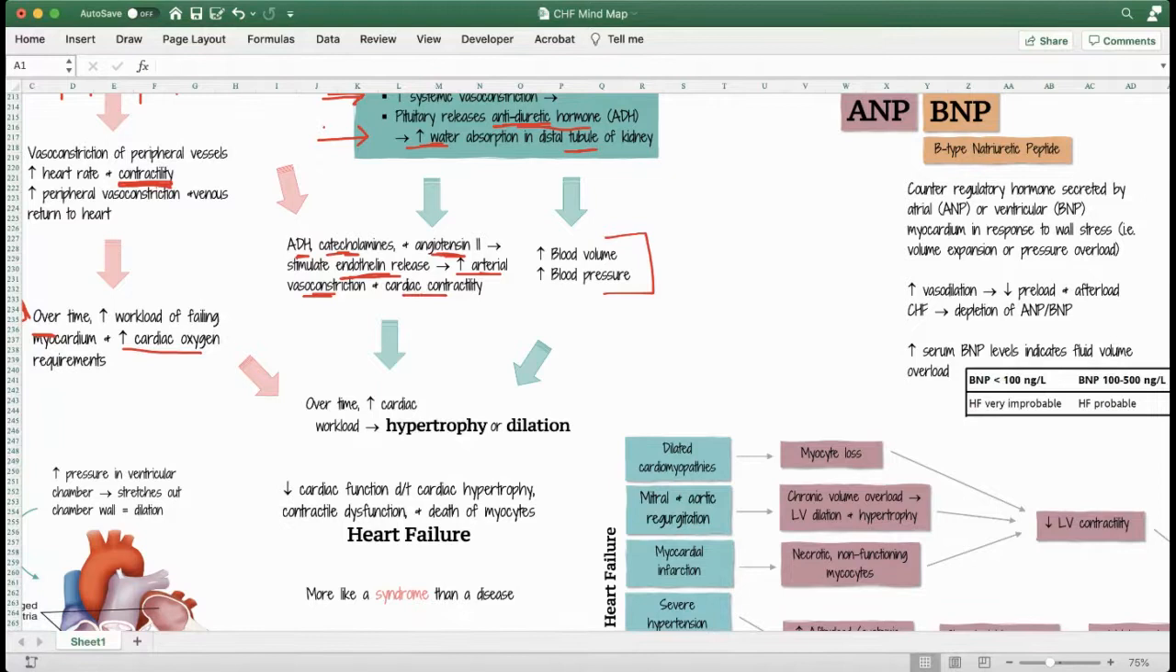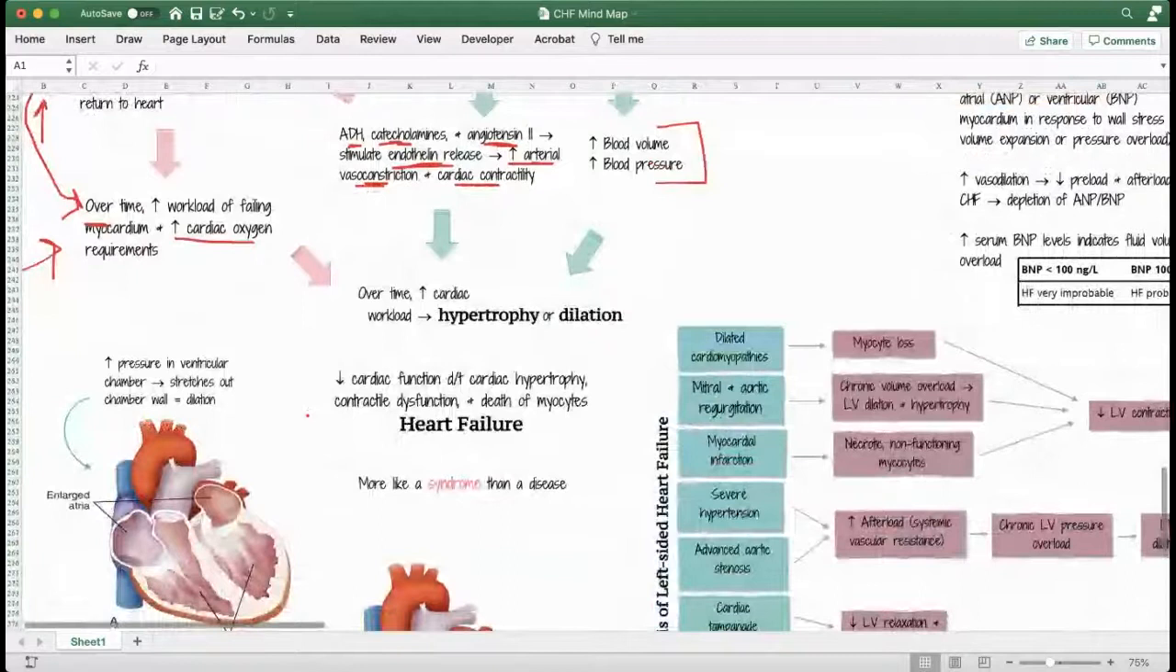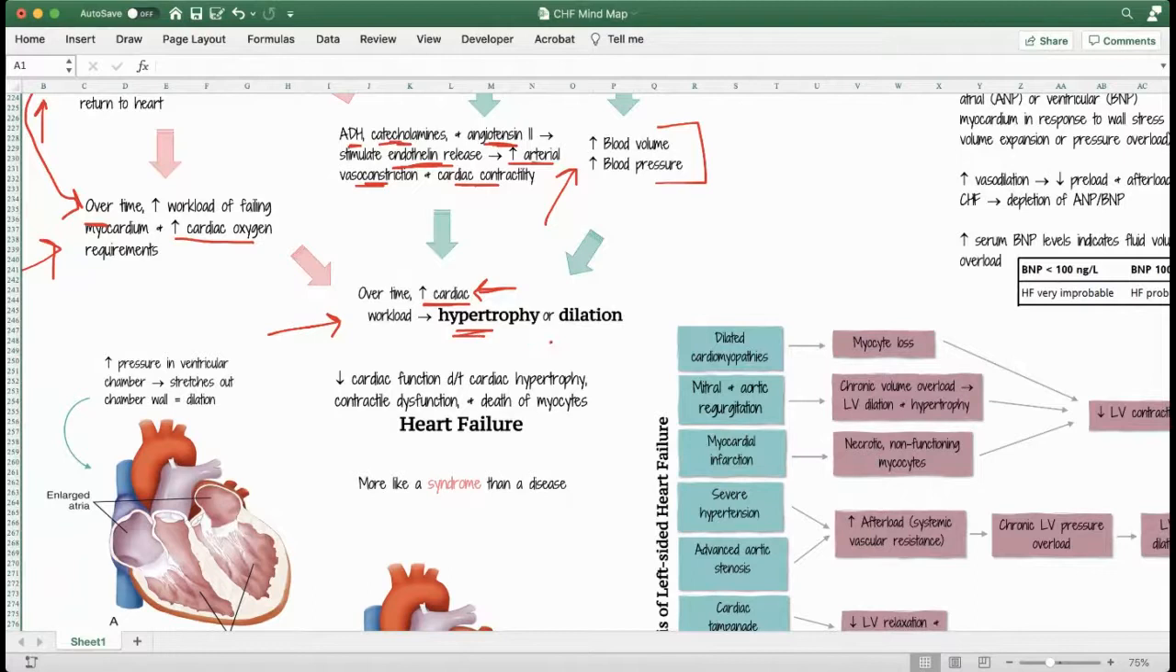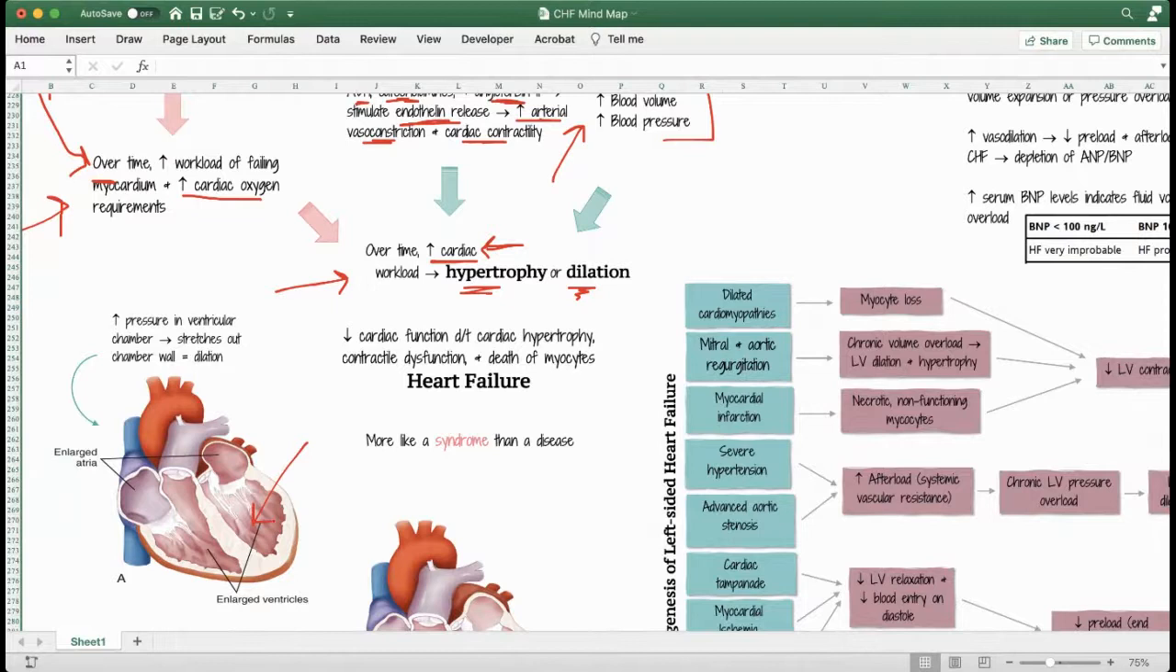Again, it's really just your body responding. There isn't enough cardiac output, and this is how it's responding, trying to increase that cardiac output. But if the problem isn't corrected over time, it's too long to sustain that increased cardiac workload, this vasoconstriction, higher blood pressure, more blood volume, and that higher contractility of the heart, and you're going to end up with hypertrophy or dilation. And when cardiac output is the problem, a lot of that increase in contractility is happening in the left ventricle. And so that's why you end up mostly with left ventricular hypertrophy and then left ventricular dilation.